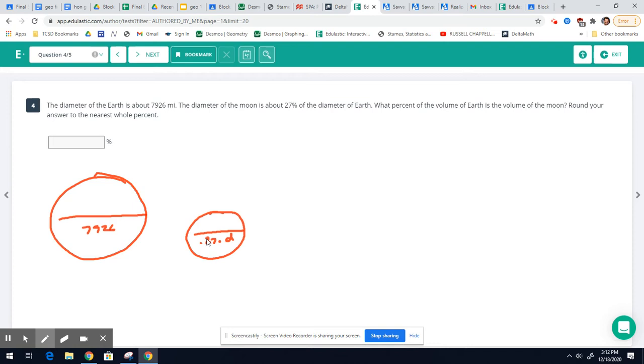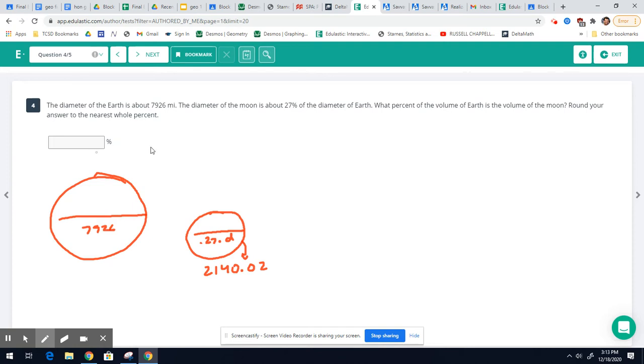So let's do that real fast, and hopefully we don't get a messy number. 0.27 times 7,926. Okay, it ends kind of nicely. So this diameter is 2140.02. Great. So that is what the diameter of the moon is. Obviously, it's not going to be 27%, because we do things to the radius in the volume formula. So the answer is not 27%.